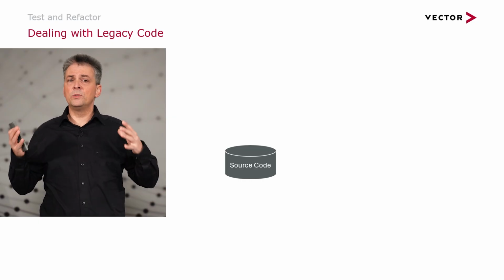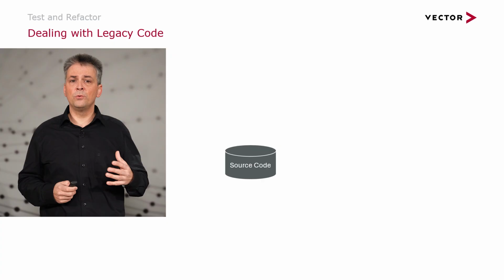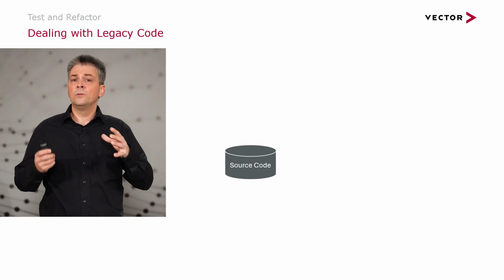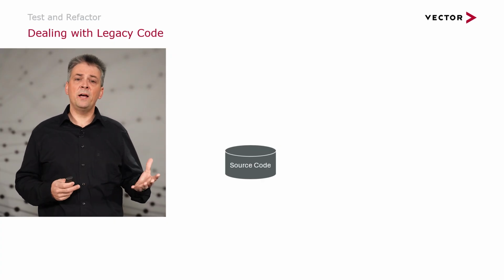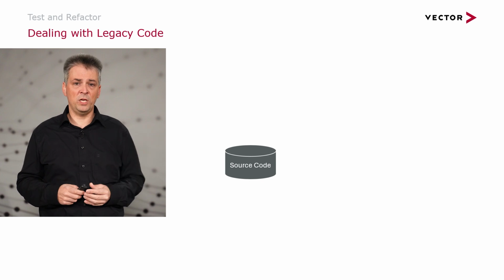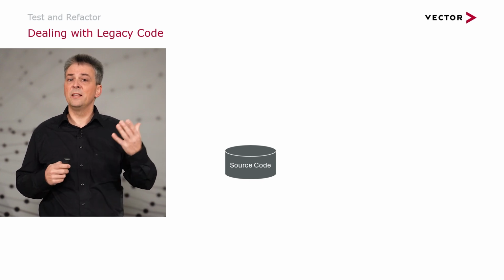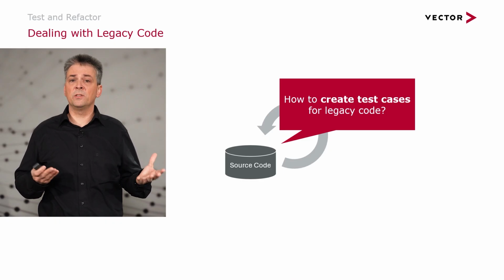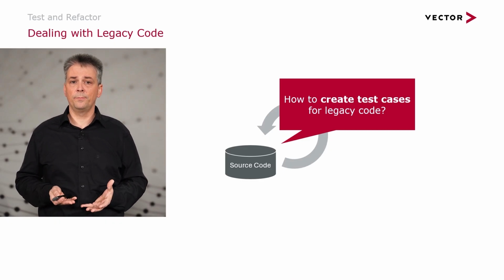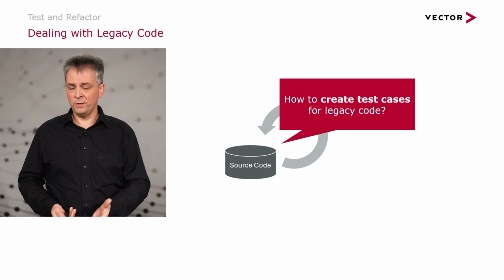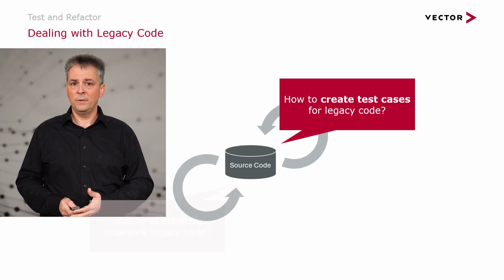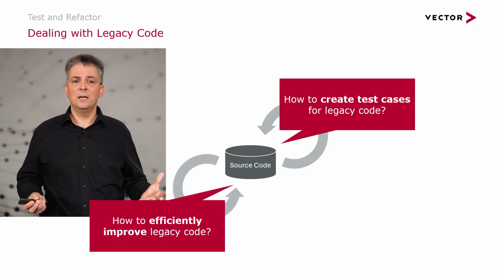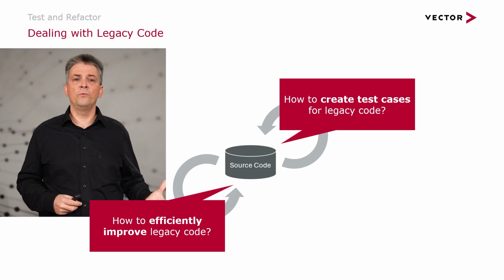So, when we want to deal with legacy code, we have to find a way to change it, to modify it, and that we know that we have changed the behavior, and we do that with tests. And this comes along with the questions how to create the test cases for the legacy code. And then we know we have to modify it, and this raises the question how to efficiently improve the legacy code.